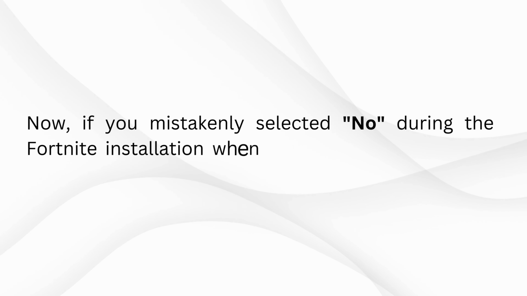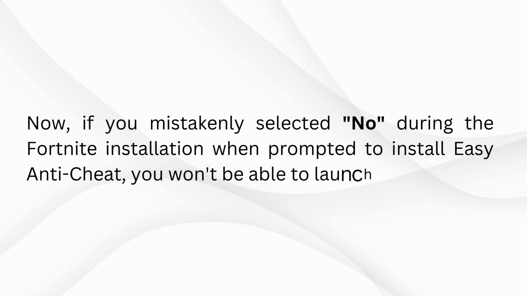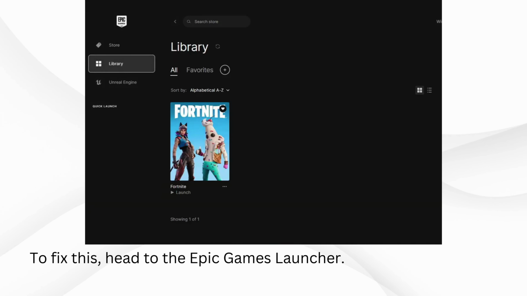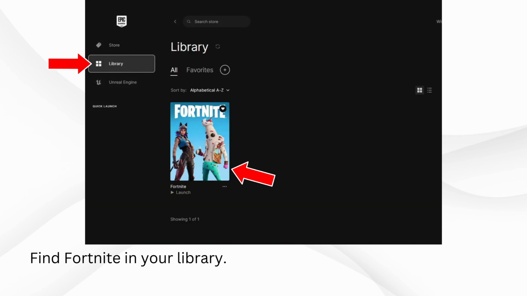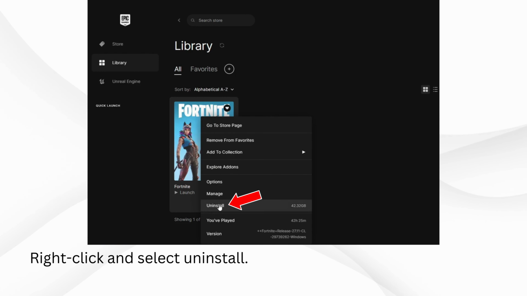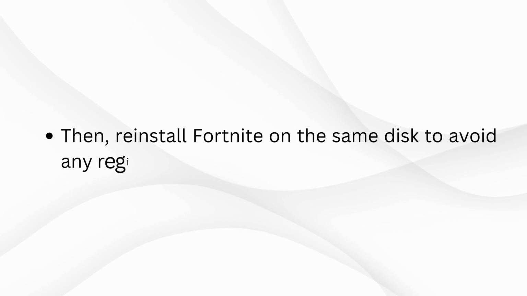Let's dive in. Now, if you mistakenly selected no during the Fortnite installation when prompted to install Easy Anti-Cheat, you won't be able to launch the game. To fix this, head to the Epic Games launcher. Find Fortnite in your library. Right-click and select Uninstall. Then, reinstall Fortnite on the same disk to avoid any registry or permission issues.